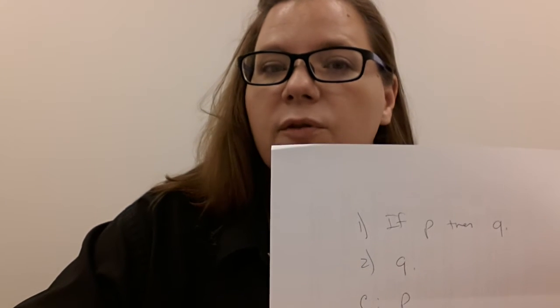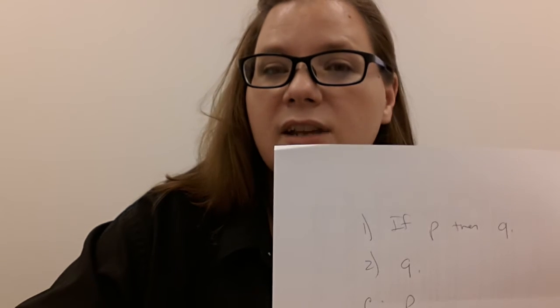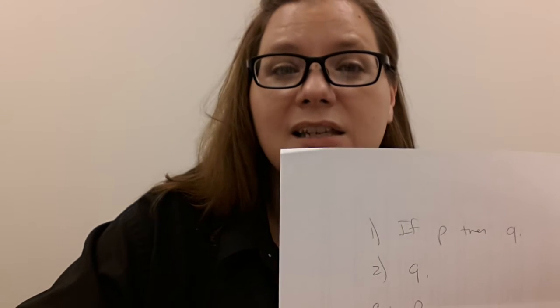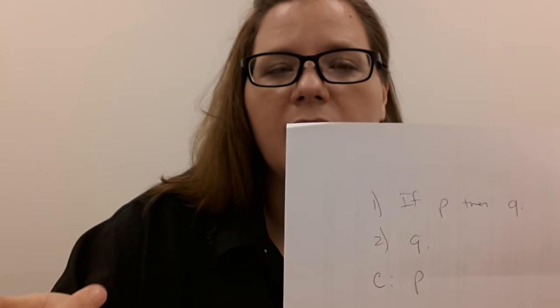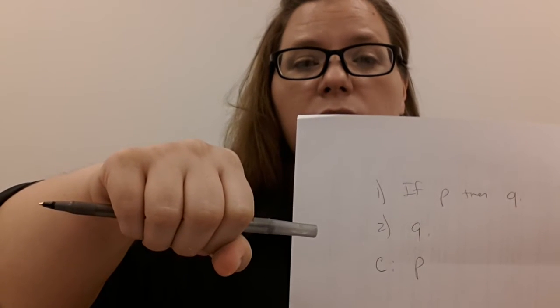We want to test for validity. You assume the truth of your premises, and if based on that assumption the conclusion has to be true, it's valid. If it's possible that the conclusion can be false, then it's invalid. So let's look at it. We'll test. If I open my hand, then the pen will drop. If P, then Q. Premise 2, the pen dropped. We assume it's true. Conclusion, I opened my hand.